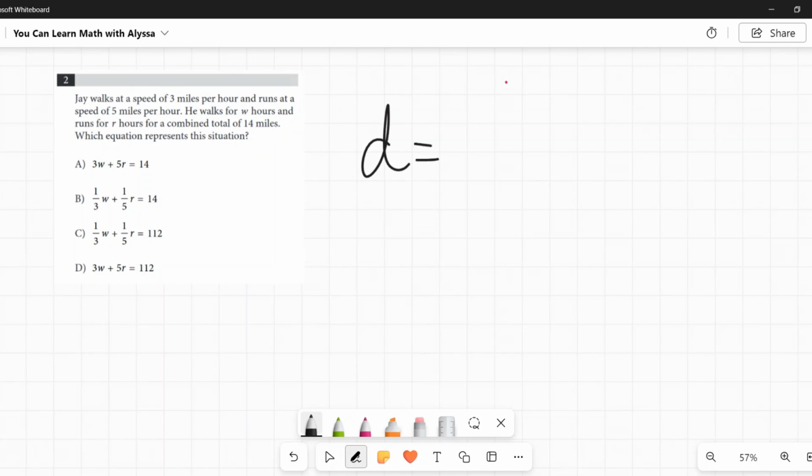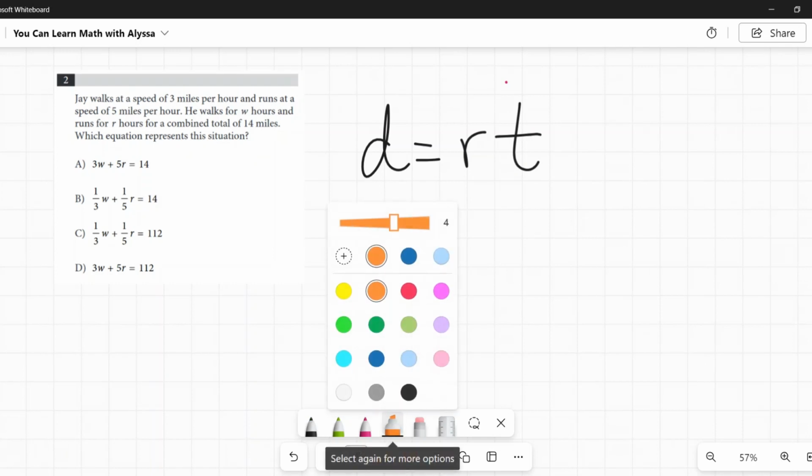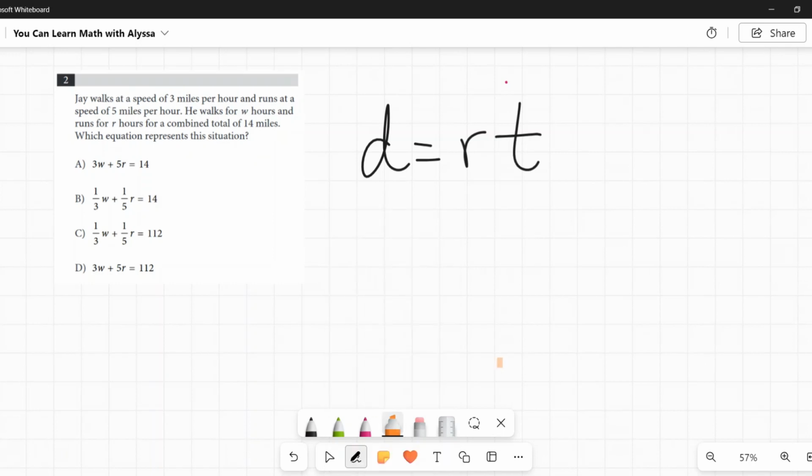Distance is equal to rate times time. So we know that Jay was walking. We know his rate. We're told this twice. We know his rate when he is walking is 3 miles an hour, and we know his rate when he's running is 5 miles per hour. Okay, so we have 2 rates. Do we have times? Well, we kind of do. We have W hours and R hours. So we have variables, but those are the times. And do we have a distance? We have the combined distance. The combined distance is 14.